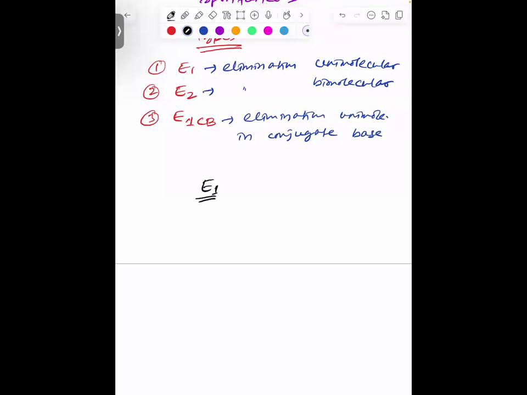Elimination unimolecular reaction. We have already discussed SN1. So we will compare E1 and SN1. There are many similarities between E1 and SN1, such as the reaction path or reaction mechanism. In SN1, the intermediate is carbocation. In E1, the intermediate is also carbocation. So both the E1 and SN1 reactions go through the formation of a carbocation intermediate.